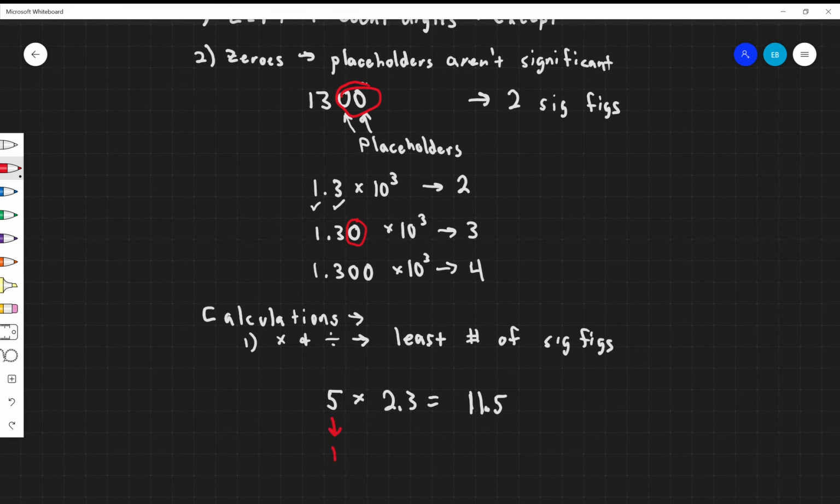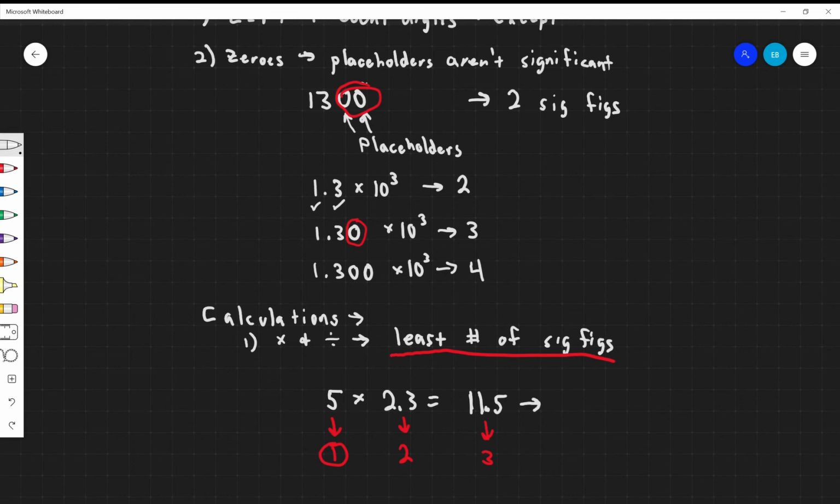So 5 has 1 sig fig. 2.3 has 2 sig figs. I want the number with the least number of sig figs, and that's going to be 1. So my answer can only have 1 sig fig. Right now I've got 3, so I know this isn't good. I want to get it down to 1 sig fig.